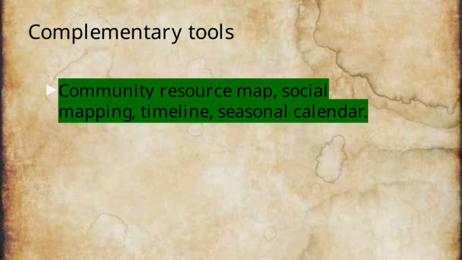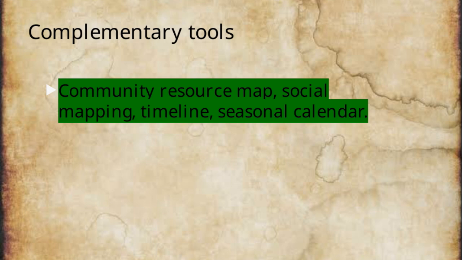First, there's the Community Resource Map, which visually shows us where key services, organizations, and support systems are located within the community. This helps us identify gaps and opportunities for collaboration. Next, we have social mapping, a technique that helps us understand the relationships and networks among community members and groups. It's a great way to see who is connected to whom and where there might be influential leaders or hidden assets. The timeline is another important tool.